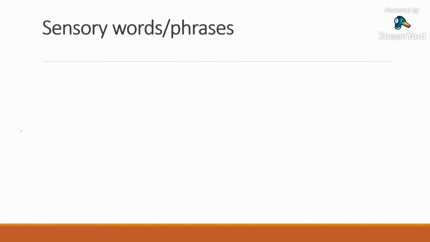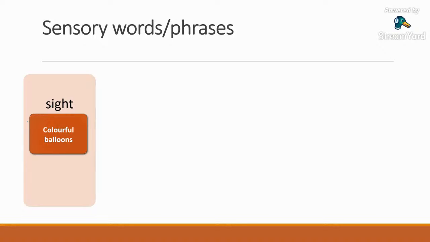Next, don't forget to use your sensory words. Sensory words are important because they will make your essay nicer or more interesting to read. Example, sight. For a celebration, we can have colorful balloons, or colorful costumes, or colorful traditional clothes. Okay, now please write in the comments for sight.